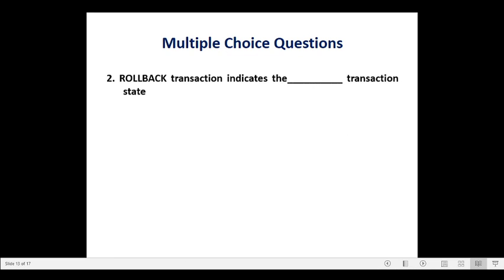Now, rollback of a transaction indicates the dash transaction state. We are identifying which state indicates a rollback. Is it failed, execution, aborted, or committed? Yes, the answer is failed. When we are not able to execute a particular transaction, it results in a failed state, and then later it is aborted, and then it comes to an end.